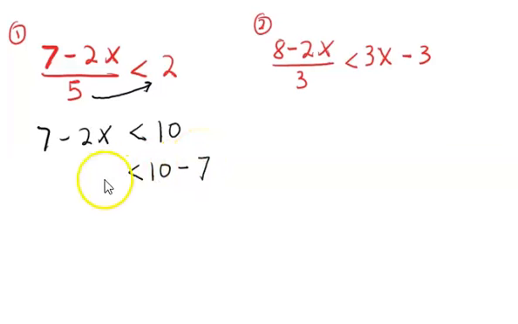So remember, positive and negative direction moving does not affect the direction of this sign. So we have the negative 2x remaining. Now we solve this. So we'll be getting the 3.